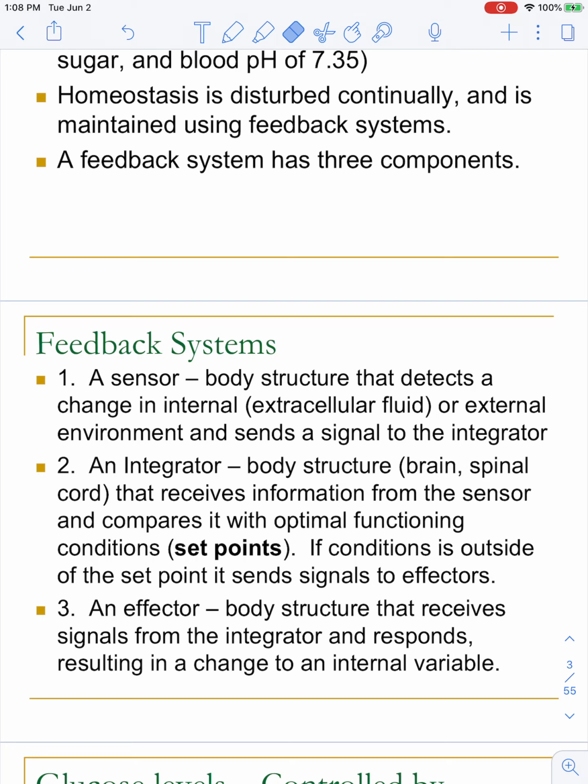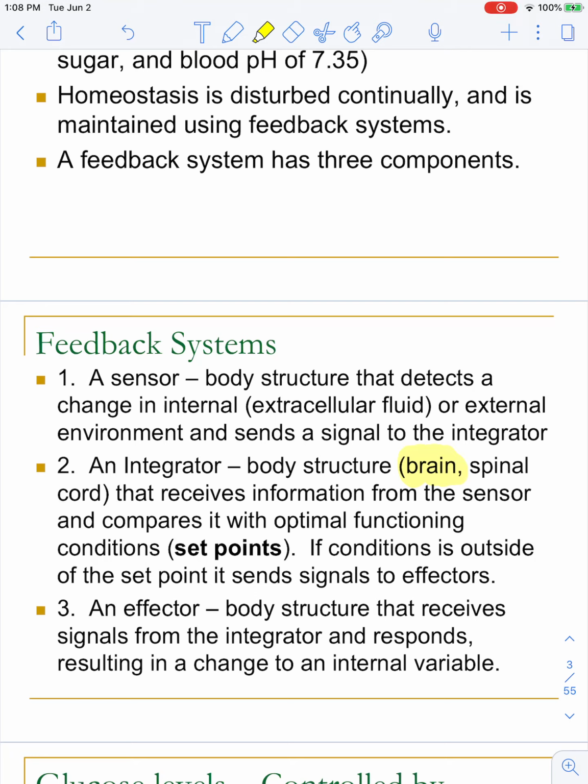And what happens is a signal is then sent from the sensor to the integrator. Now, the integrator is where this information is processed. For the most part, that information is going to be processed in your brain.